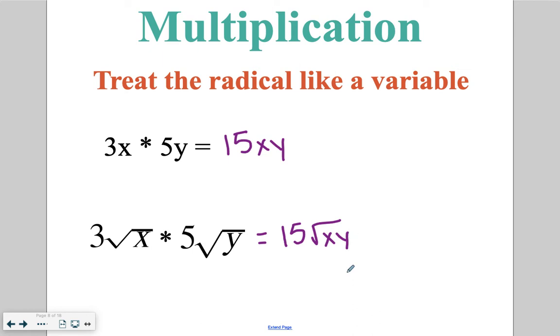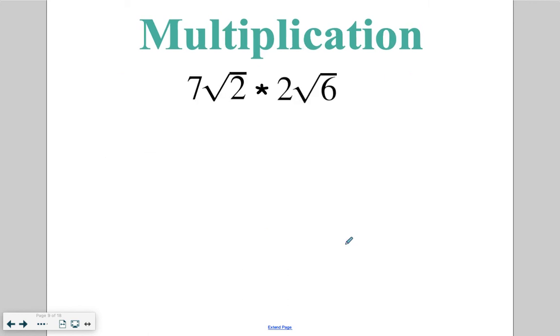The key thing that is different between square roots and regular multiplication is when you have radicals, anything outside of the radical stays outside of the radical. Anything inside the radical when you're multiplying stays inside the radical, which is why x and y are both inside the square root. So we've got 7 square root of 2 times 2 square root of 6.